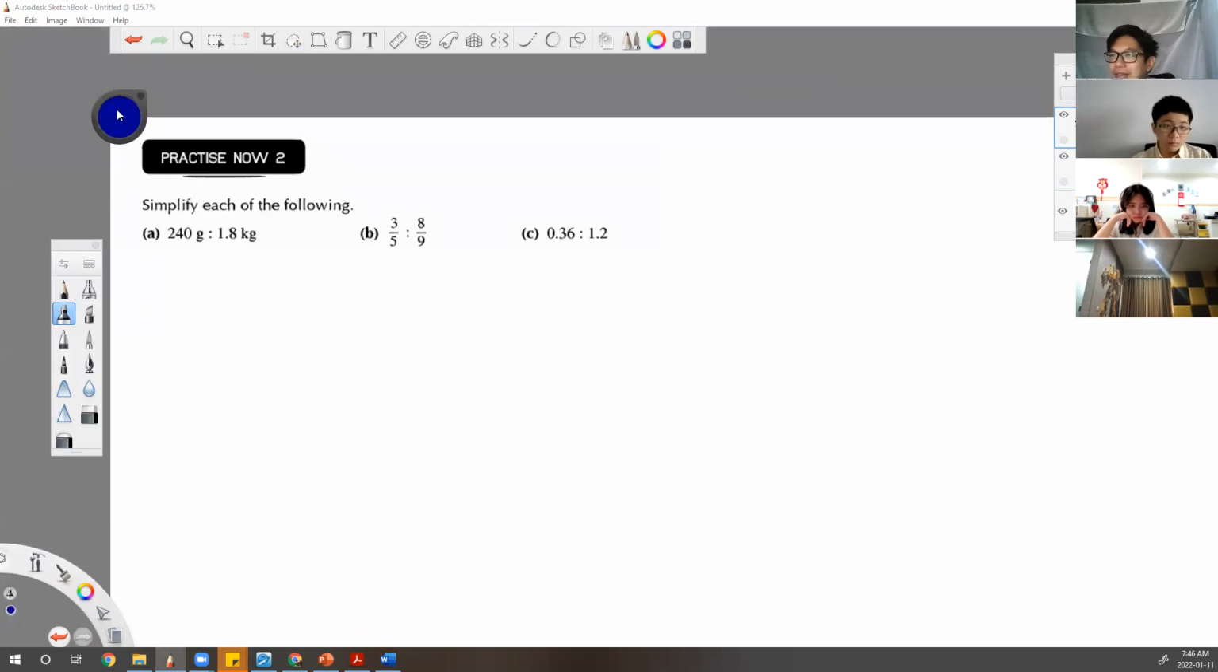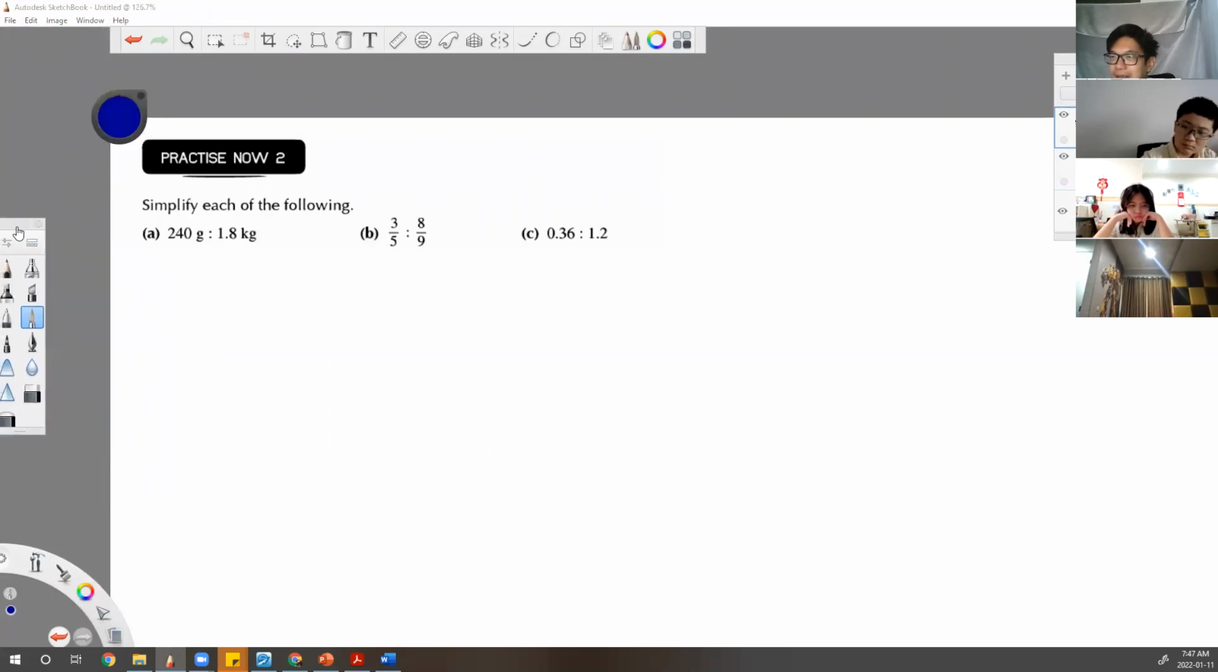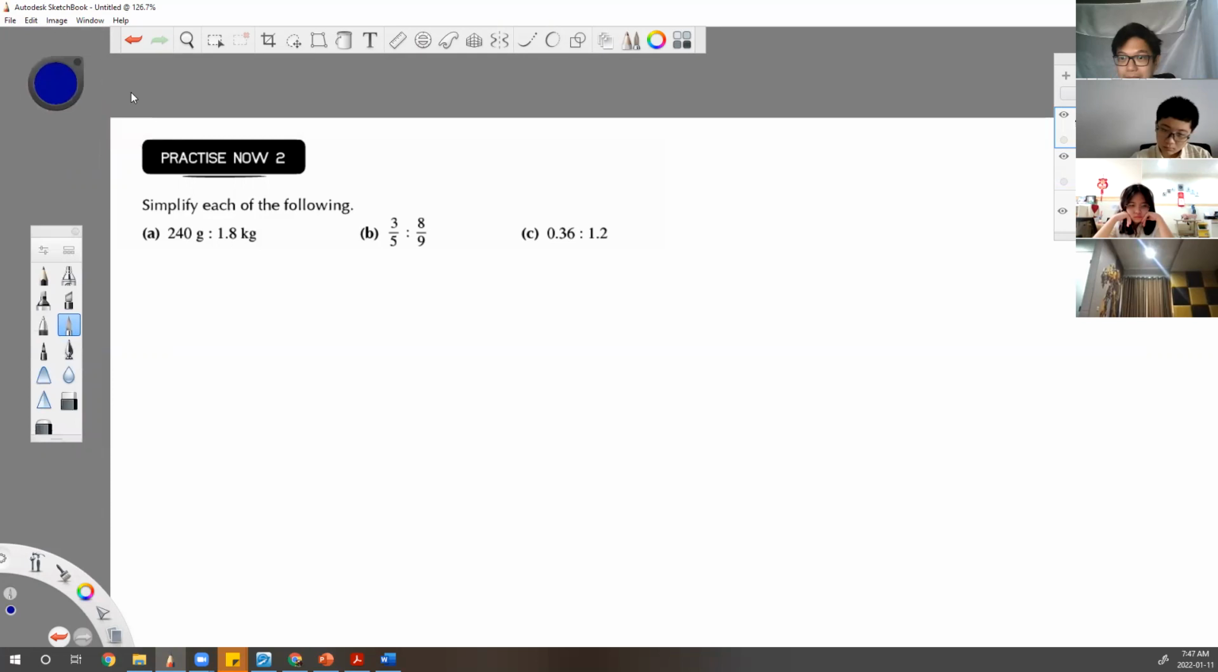Okay, first thing first, you have to make sure that is the unit equal already? Equal or not? It's not equal yet. You have to equalize the unit, right? So make sure that the unit is already same. Okay, 240 grams. And okay, you have to multiply by 1000, right? So 1800 grams, right? And then you can cross the grams. Okay, what can you do?